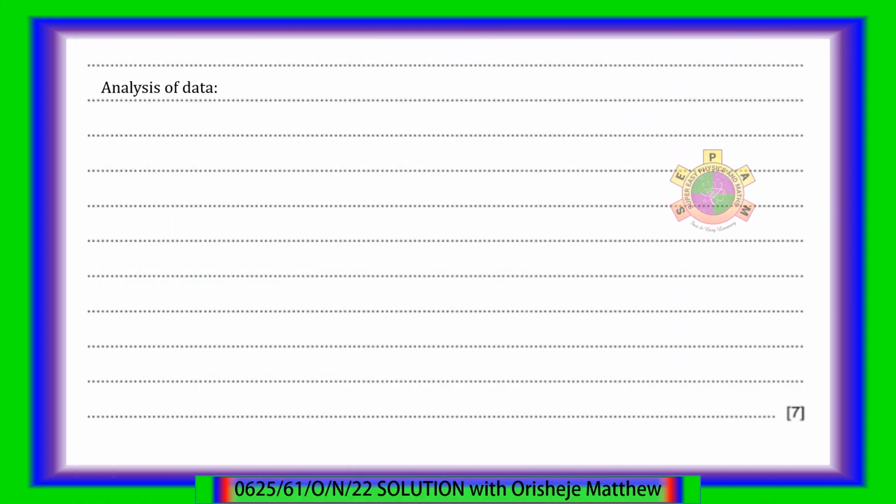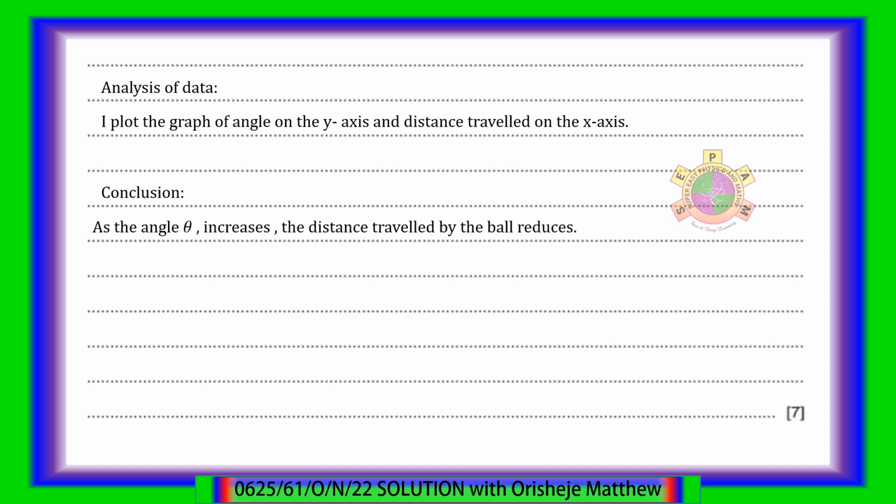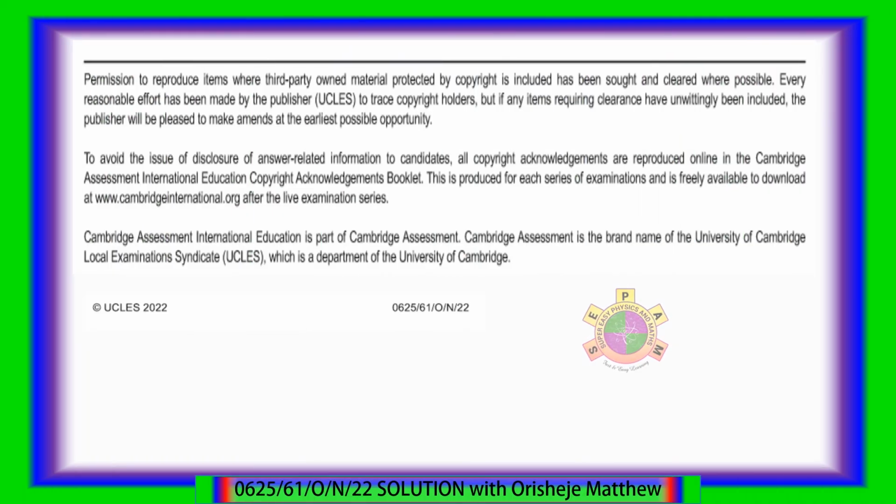And analysis of data: I plot the graph of angle on the y-axis and distance traveled on the x-axis. Then when I finish plotting, I can find the gradient. So I can now know the pattern. So the conclusion: as the angle increases, the distance traveled by the ball reduces. So with this, you have your 7 marks and you have all the marks. Very good.